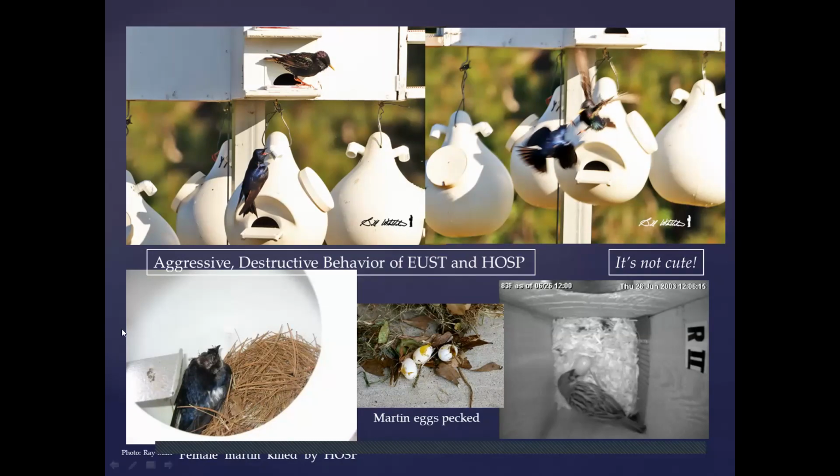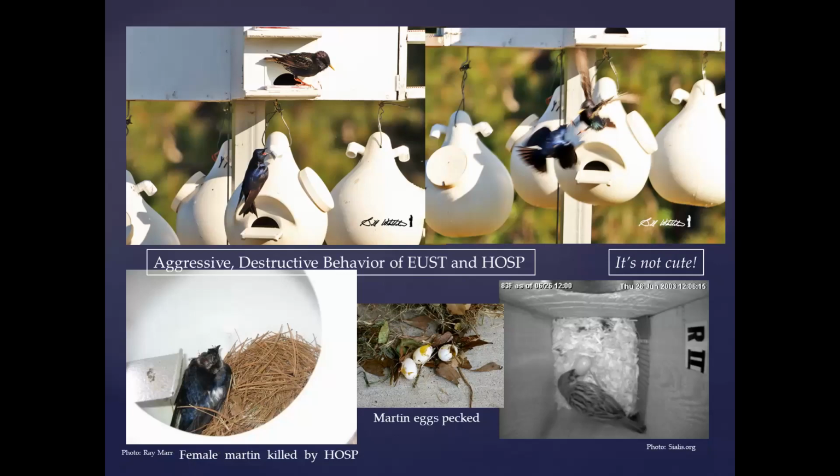Now, on the bottom left, you'll see this picture. This female martin here was killed by a house sparrow. Yes, house sparrows are smaller than martins, but yes, they can also kill martins. They have a vice-like beak that can crush and peck, and they will often kill other songbirds in attempts to take over their nests.